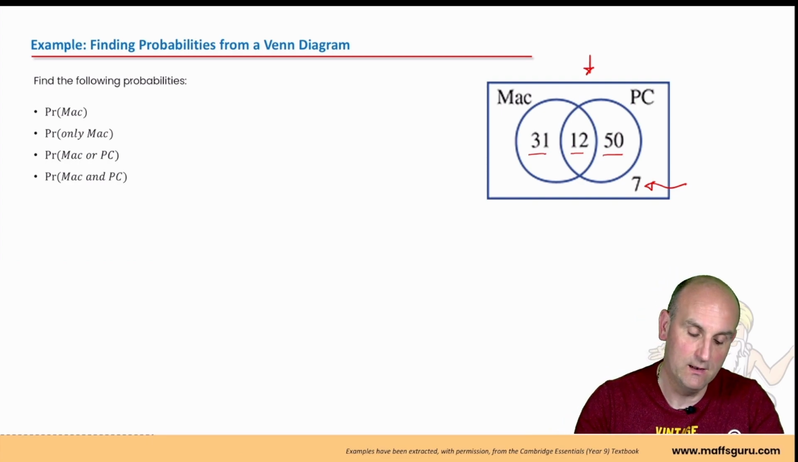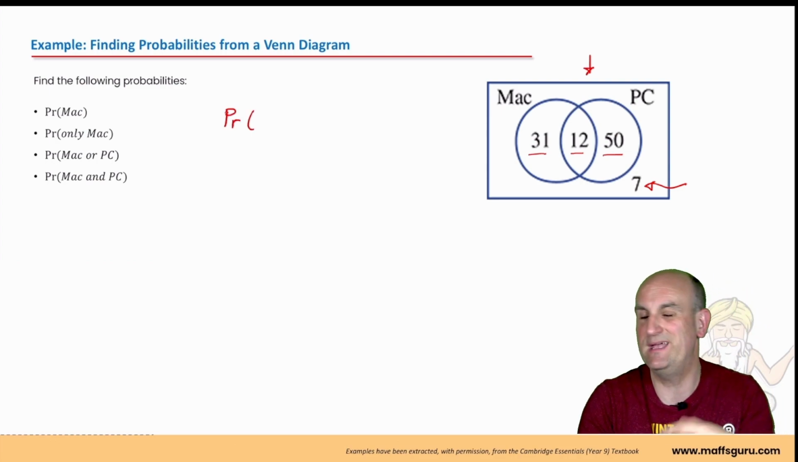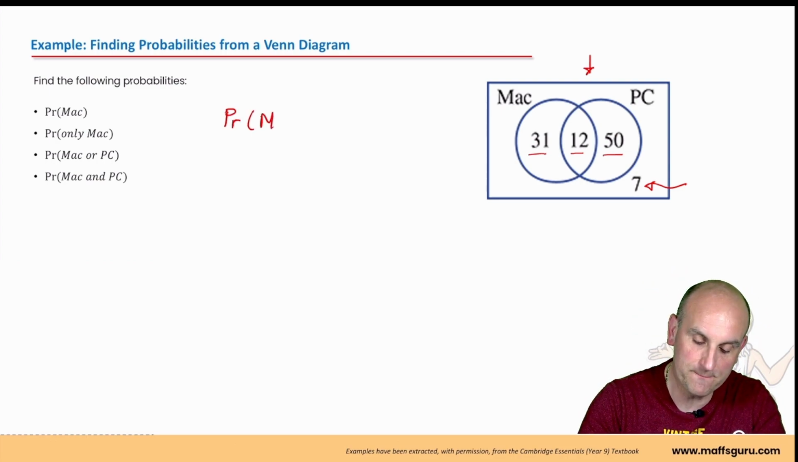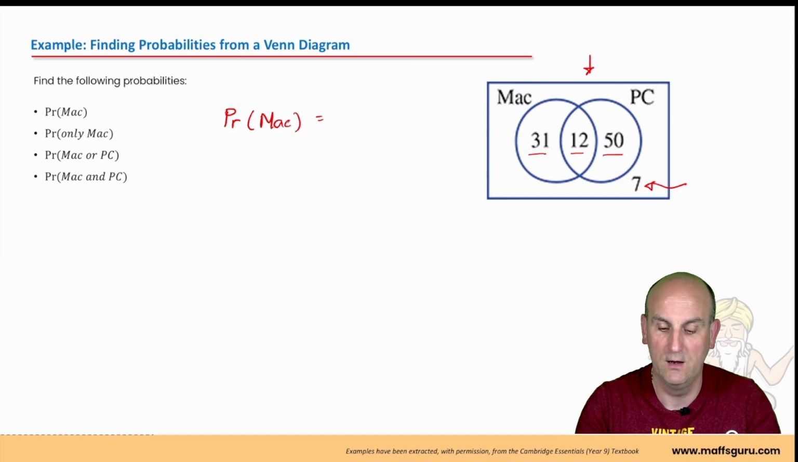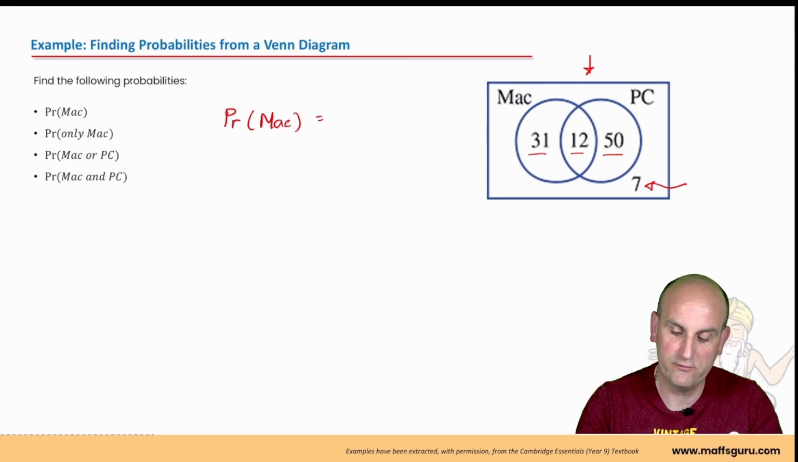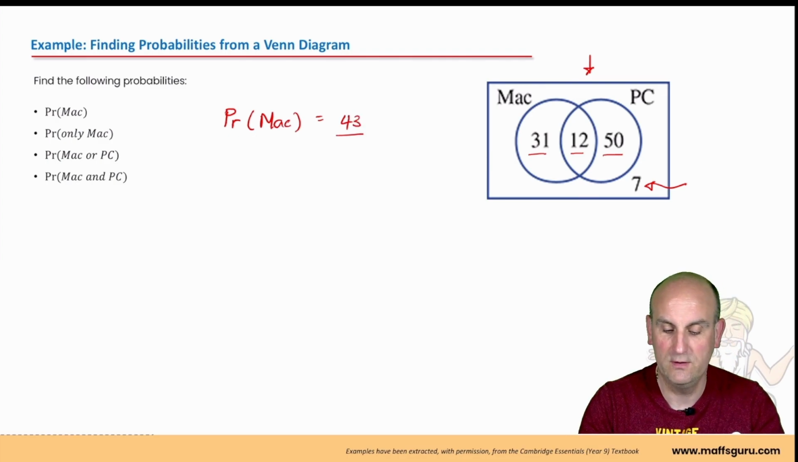So let's see now. Again, we've got to be very careful here because it says PR. So now because it's PR, I want a fraction. So the probability of people who own a Mac. First things first, I want the total number of people who own a Mac. Well, that will be 31 plus 12, which will give me 43. Out of how many people were there altogether?